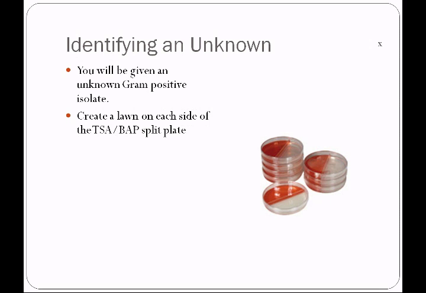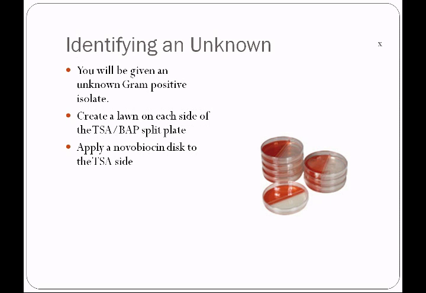In lab, you're going to be given an unknown. You will identify this unknown for a grade. The unknown is going to be a gram-positive isolate. You will create a lawn on each side of a TSA blood agar split plate. You can see the split plate here. Half of the plate is poured with blood agar, the other half is poured with tryptic soy agar.